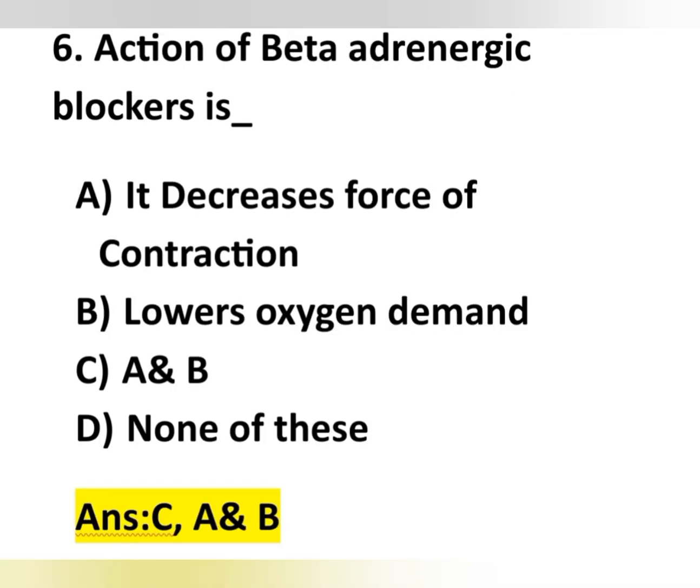Beta adrenergic blockers are mainly used in case of hypertension, angina and all. One example for these beta adrenergic blockers is atenolol. The main function of these beta adrenergic blockers is that they decrease the force of contraction and also lower the oxygen demand. Here the correct answer is option C both A and B.